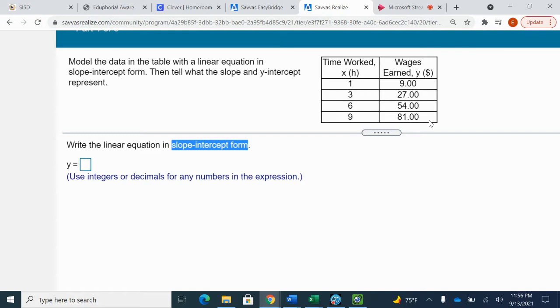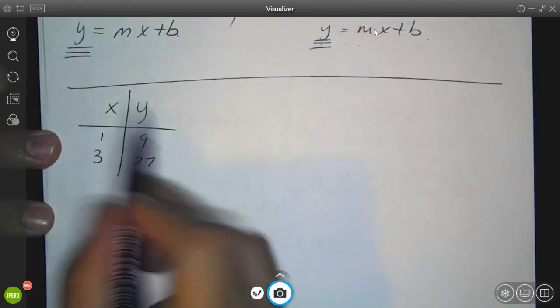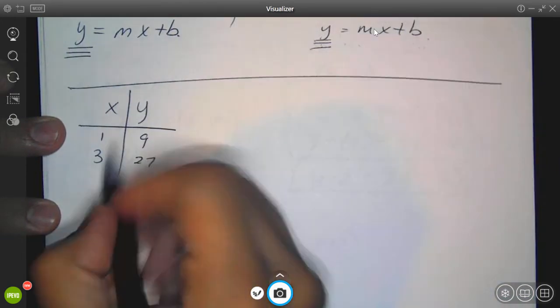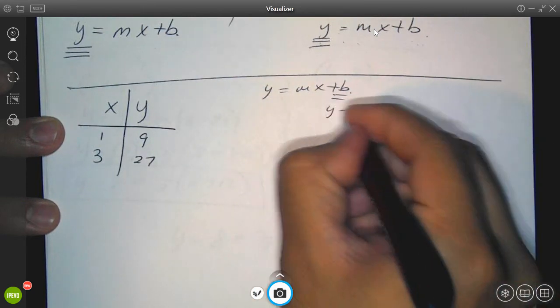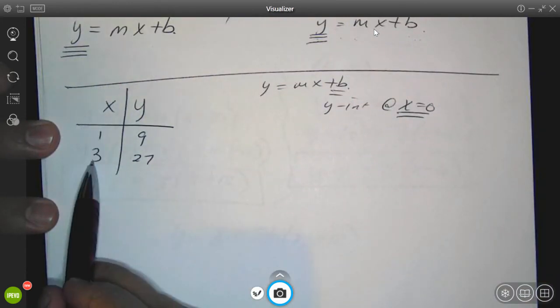The nice thing about this is we are given a nice table, X and Y. I'm going to write down the first 2 points, 1 and 9, 3 and 27. Actually, that's all I need. Now, they want it in slope-intercept. It'll take me a few steps to get there. I can't write this as y equals mx plus b because I don't have my y-intercept. Remember, y-intercept is when x is equal to 0. I don't have that here. I only get when x is 1, 3, and so forth.